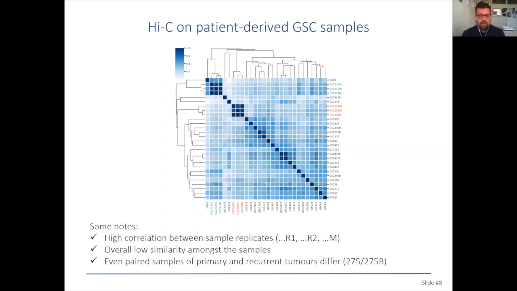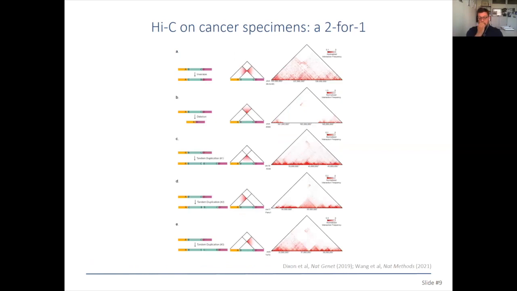But here, I think you can all appreciate that there's huge divergence in these Hi-Cs. Even pairs of samples from the primary and recurrent tumor, which you can see here marked 275 and 275B, are closer than others, but they're really not very close together. Now, why is that? This is because genomes from malignant cells are usually riddled with structural and copy number variants that give rise to non-canonical, non-reference structures.